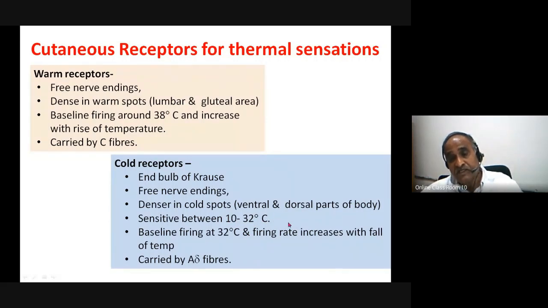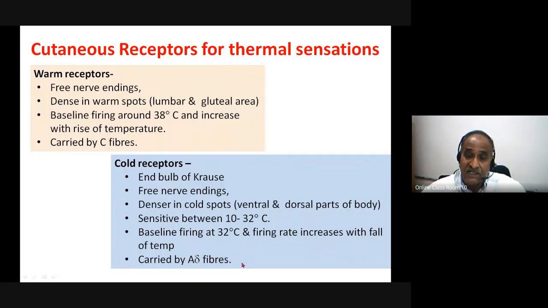Temperature effect is also influenced by the current of air. That means a wind chill effect. If there is the same temperature, but there is a wind there, then you may feel cold. So the baseline firing of these receptors will start around 32 degrees Celsius, and the firing rate increases with the fall of temperature. These are carried by A delta fibers.